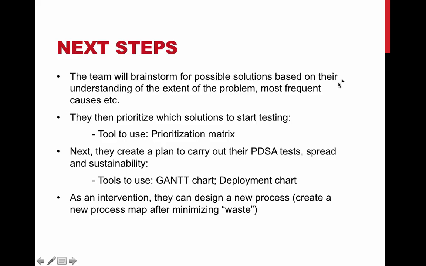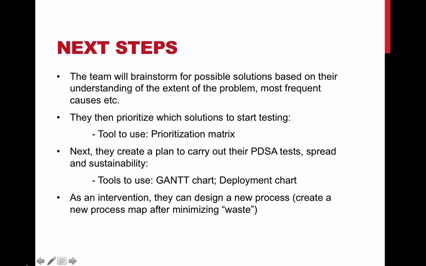Once they have prioritized their solutions, they would now create a plan, and then they would carry out their PDSA cycles. They'll plan their test, they will carry out their test, then they will analyze how well the test went and what they learned through the test, and then they will decide their further course of action. Okay. And what tools can they use? They can use a Gantt chart. Gantt chart is basically a simple project management tool which tells you who will do what and by when, and what is the sequence in which these steps need to happen, etc.